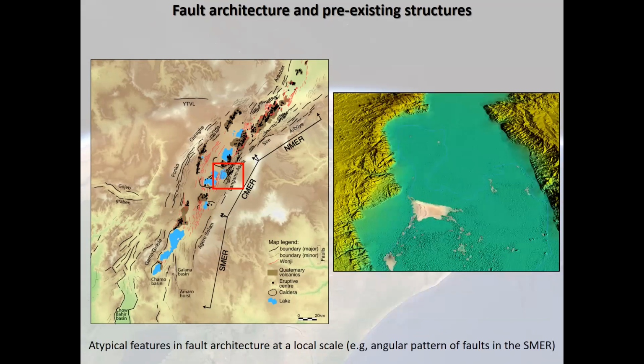We have similar examples, for instance, in the southern part of the rift, where we have a typical angular pattern of faults or zigzag geometry of faults, which still suggests control exerted by pre-existing basement fabric or, in general, inherited structures on the geometry of the large boundary faults.